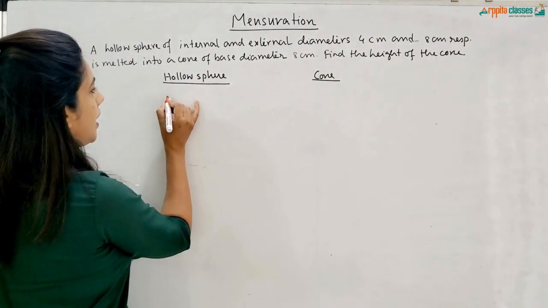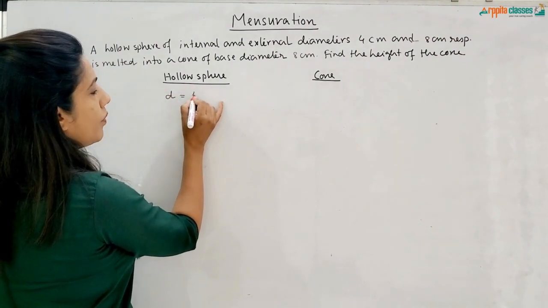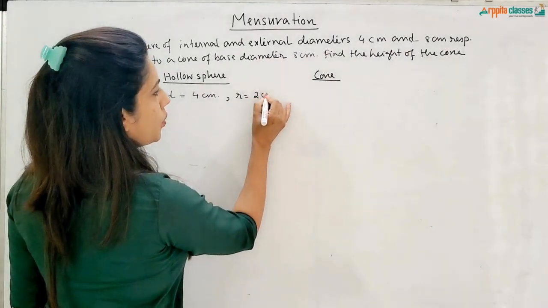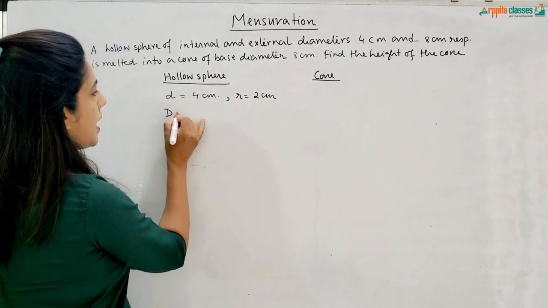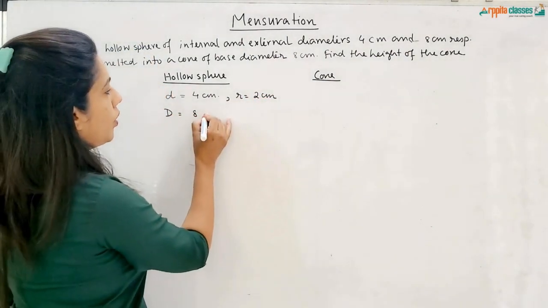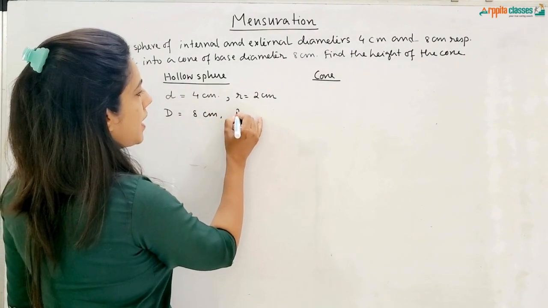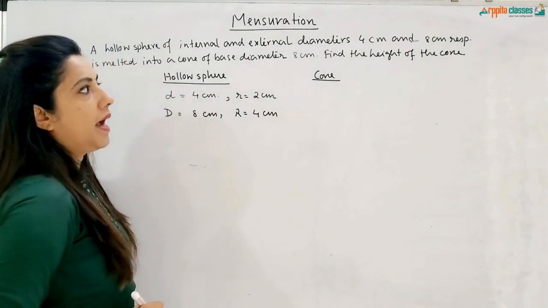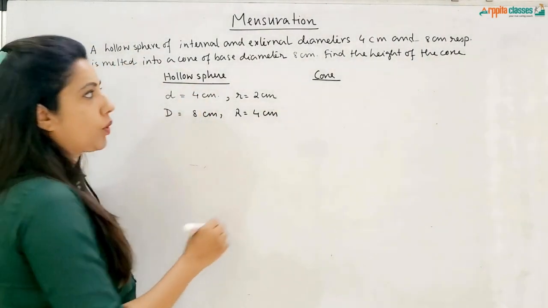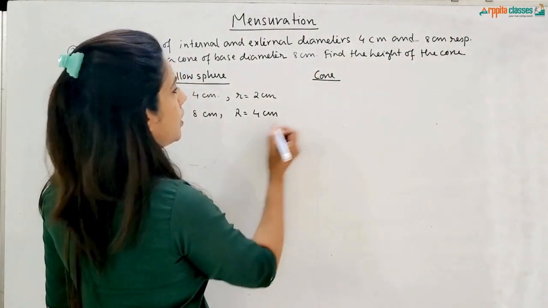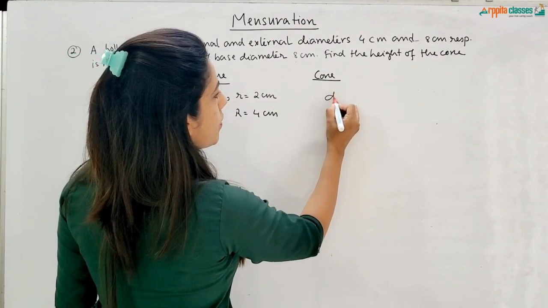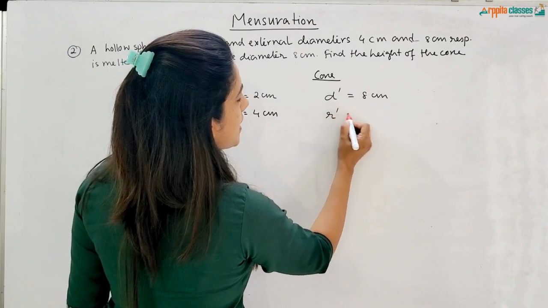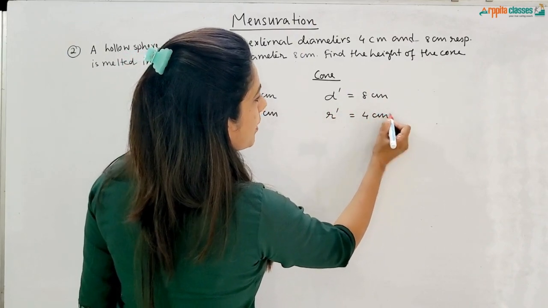Internal diameter I am considering is small d, which is 4 cm. So internal radius will be 2 cm. External diameter capital D, which is 8 cm. So external radius capital R will be 4 cm. And the base diameter of the cone is 8 cm. So base diameter of the cone is denoted by D dashed, which is 8 cm. So the base radius R dashed will be 4 cm.